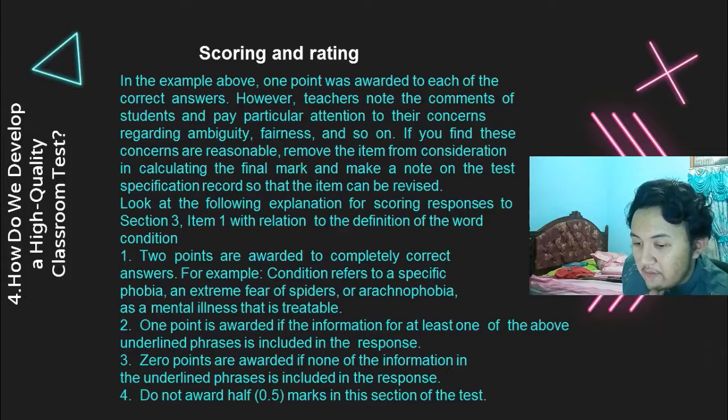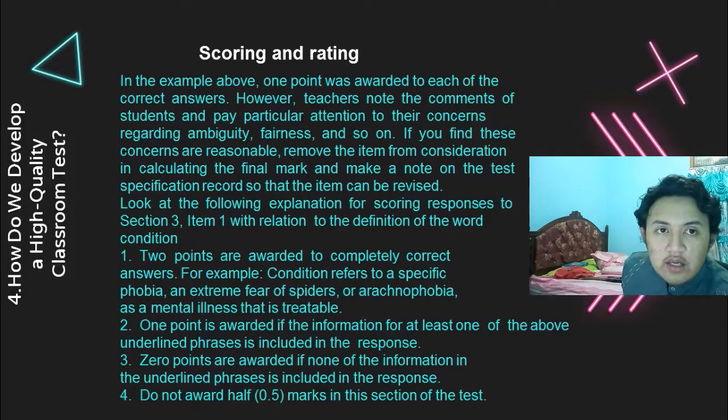1 point is awarded if the information for at least one of the above underlined phrases is included in the response. And the next one, 0 points are awarded if none of the information in the underlined phrases is included in the response. So do not award 0.5 marks in these sections of the test. It seems like you're talking about how the scoring works. I didn't put the example of the questions above. I'm so sorry about it, but you could check it.